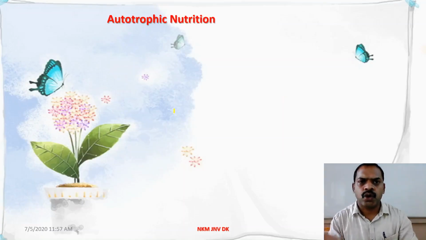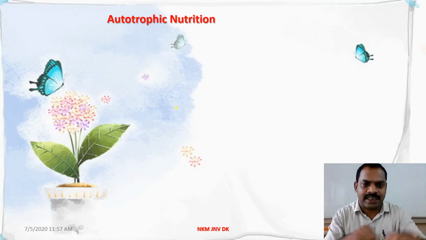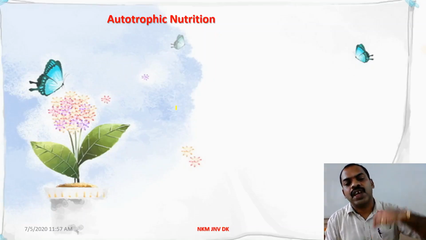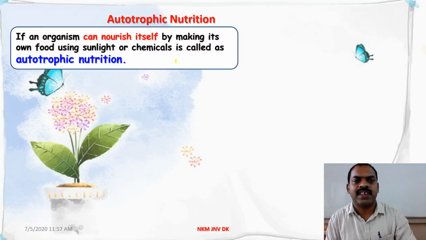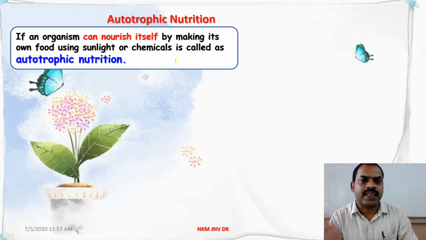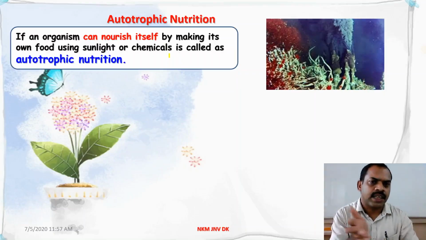Then what about autotrophic nutrition? The term itself, auto, means self. We heard about auto rickshaw, from cycle rickshaw to auto rickshaw. You need not pedal it. There is a machine in that, so it will run itself. Auto, so that is autotrophic, means they get nutrition by themselves. They can nourish themselves. For that purpose, they may use sunlight, or they may use chemicals as a source.